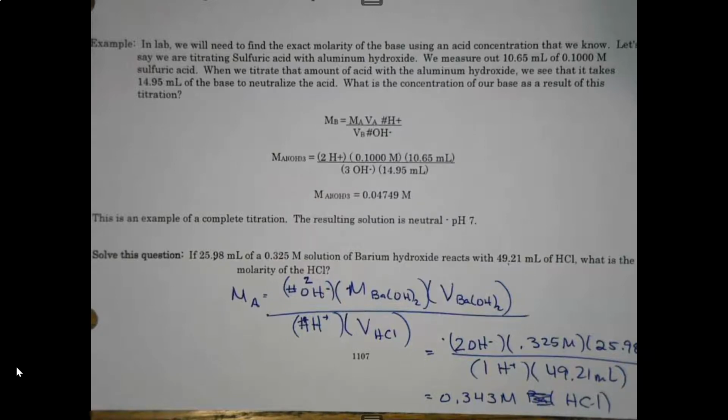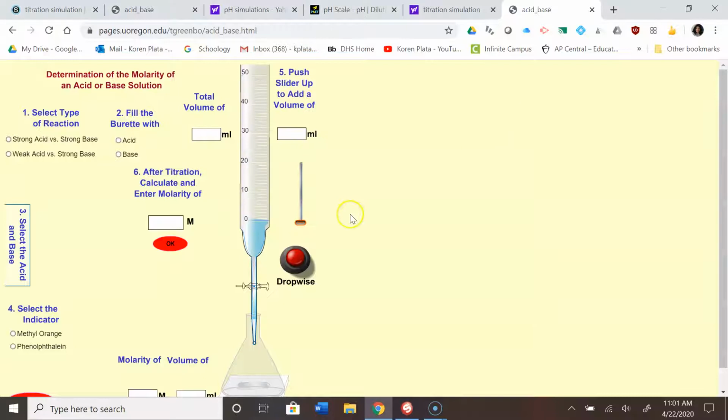What I want to do now is go on and talk about the actual process of titration. So I'm going to escape from here for now and go to this simulation. It is out of the University of Oregon, and it's actually quite nice. What you are seeing is a setup for a titration. So you've got acid and base. We're going to do strong acid, strong base this year.